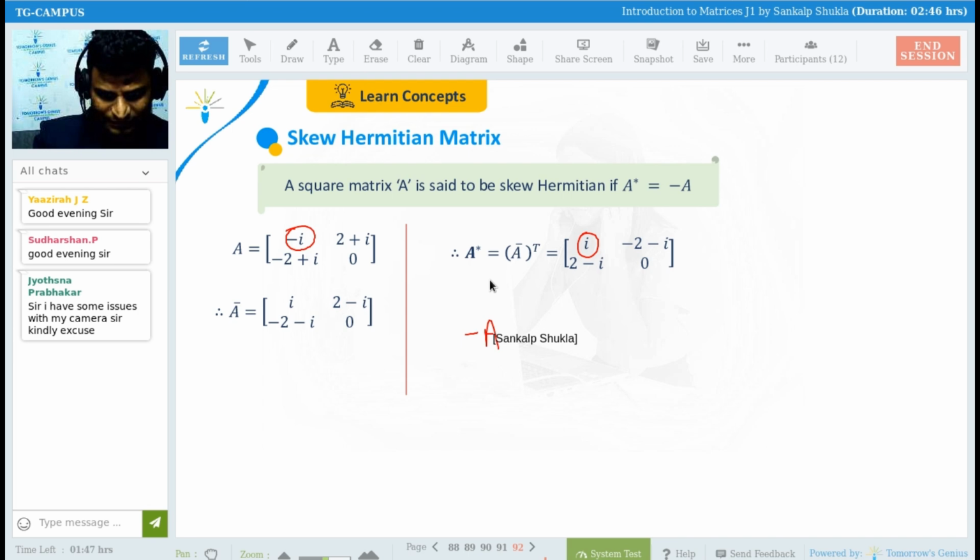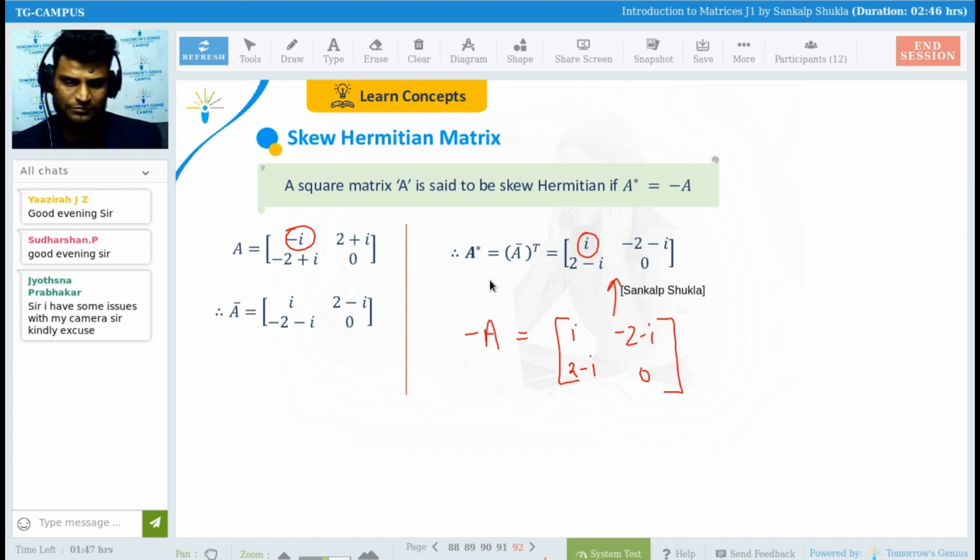If A is there and I am writing minus A, that means I am multiplying the matrix by a minus sign. So the matrix will become I, minus 2 minus I, this will become 2 minus I and this will become 0. See? So this is the same matrix that we have got after taking the transpose of the conjugate of the matrix. So this is the skew Hermitian. So Hermitian and skew Hermitian. I am sure the terms are clear to you.